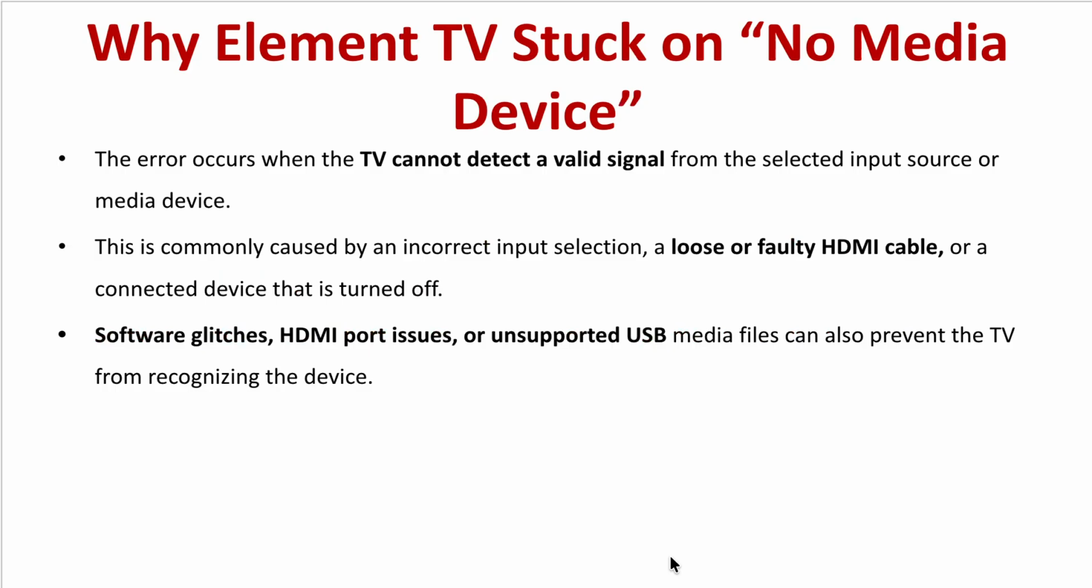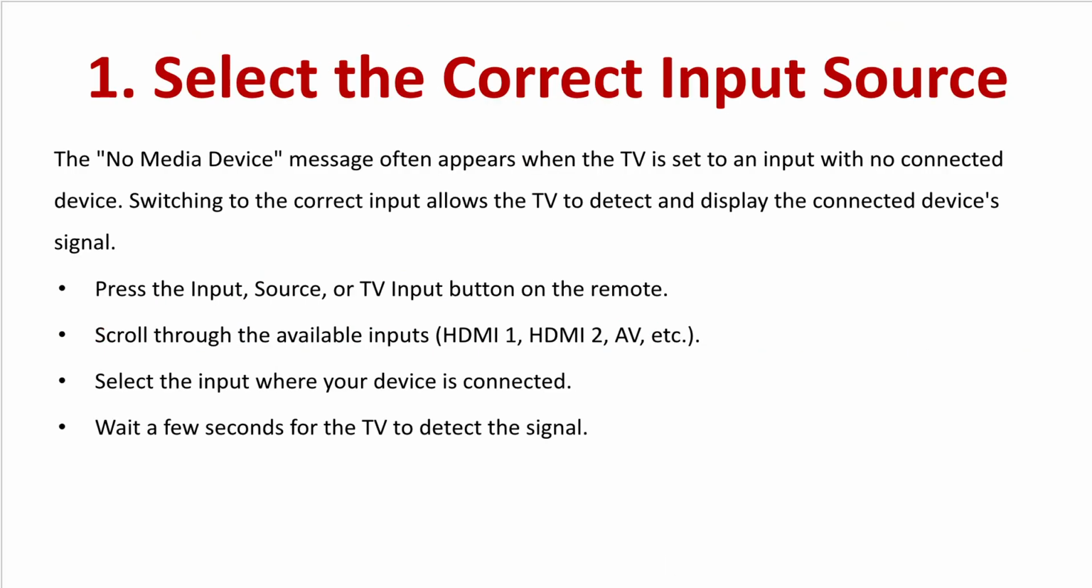The error occurs when the TV cannot detect a valid signal from the selected input source or media device. This is commonly caused by an incorrect input selection, a loose or faulty HDMI cable, or a connected device that is turned off. Software glitches, HDMI port issues, or an unsupported USB media file can also prevent the TV from recognizing the device.